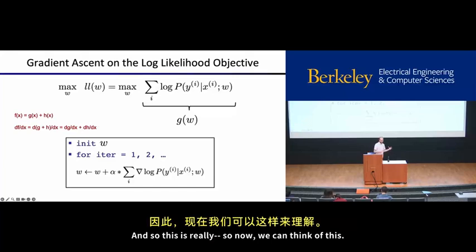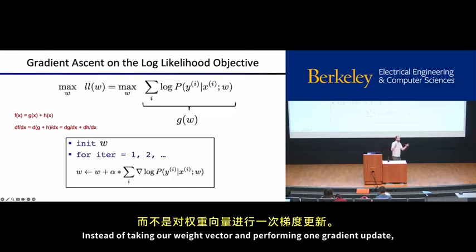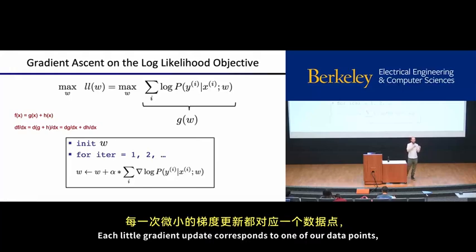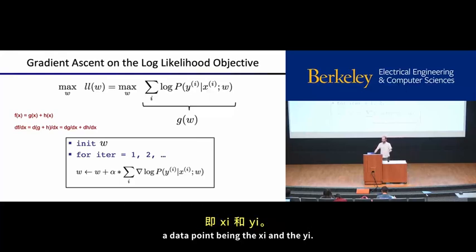So now, instead of taking our weight vector and performing one gradient update, we can think of it as the sum of lots of little tiny gradient updates. Each little gradient update corresponds to one of our data points. A data point being the xi and the yi.